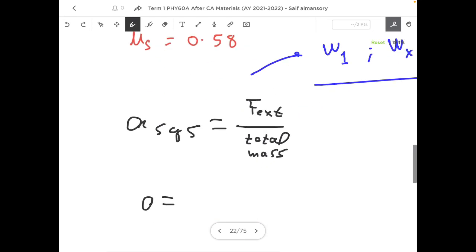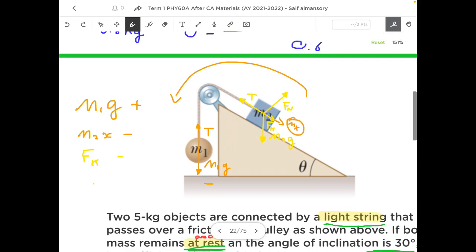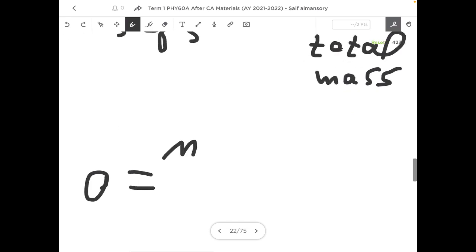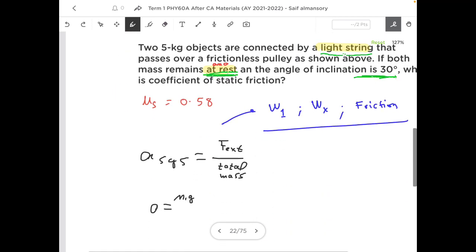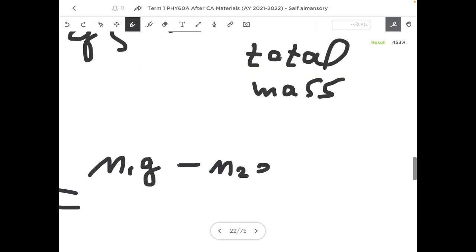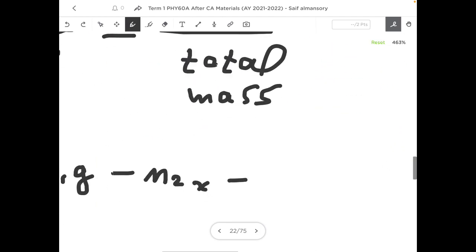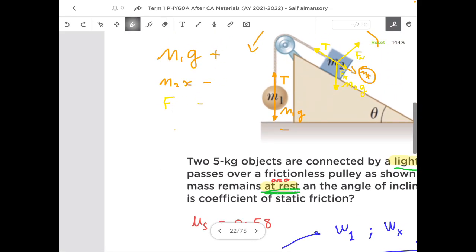But what will be the signs for each force? As I have mentioned, the object is accelerating, or in other words, moving in this direction. So the m1g will be positive, even if it was down. Now, the m2 x component resists the motion, so it will be negative. Minus m2 x, meaning the x component. I will expand it within the equation. And minus F kinetic. F static, not kinetic, my mistake. It is F static.